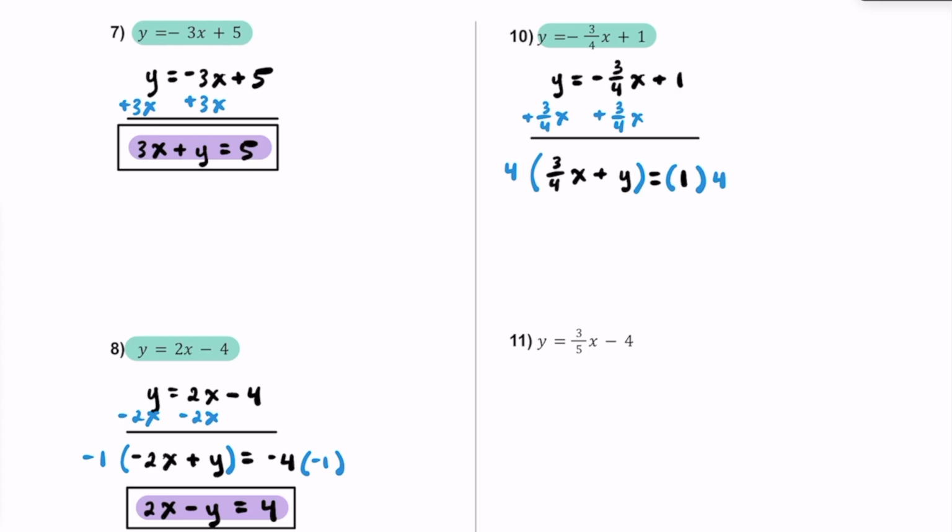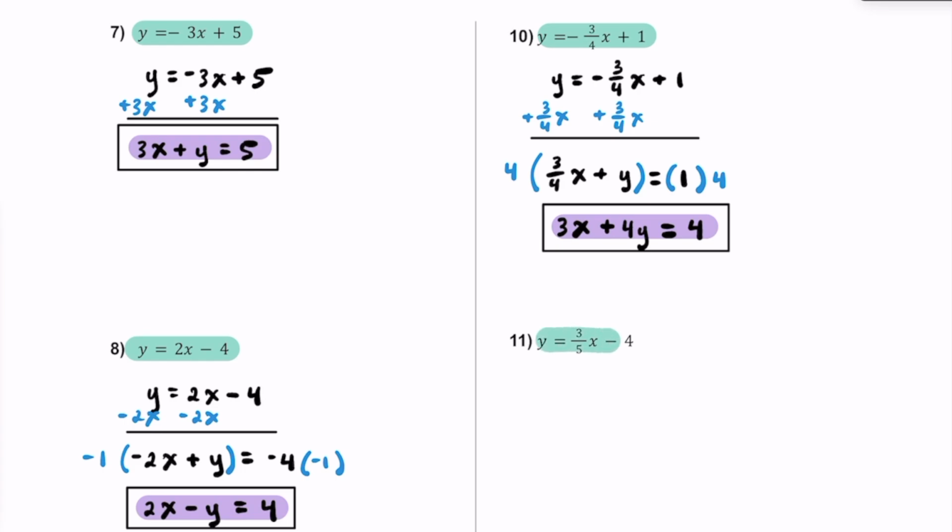Okay, using the multiplication property of equality. If you do 4 times 3/4, you're going to see I'm using the denominator here so I can cross cancel. So those 4's will cross cancel and we'll be left with 3x. And then if you go ahead and multiply the 4 by this 1y, we're going to get 4y. So 3x plus 4y. And on the right side of the equation, 1 times 4 is just going to be 4. So this right here would be our linear equation written in standard form, where a is 3, b is +4, and c is also +4.